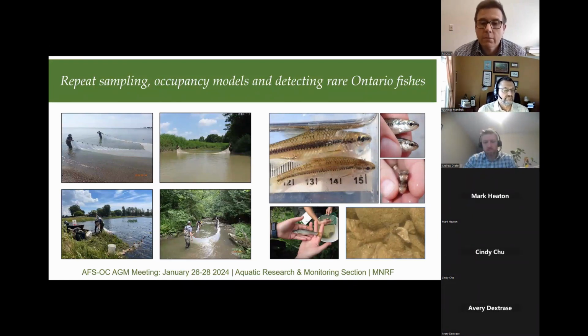The title of my presentation is Repeat Sampling Occupancy Models in Detecting Rare Fishes. Hopefully through this presentation, I'll be able to show why surveys for rare fishes are important, how we go about doing those, and where Al was very instrumental in shaping the work that I got involved in and others got involved in, and how we thought about this problem.